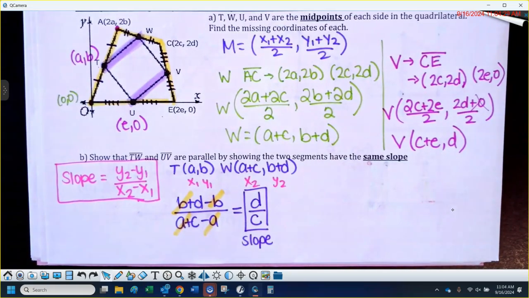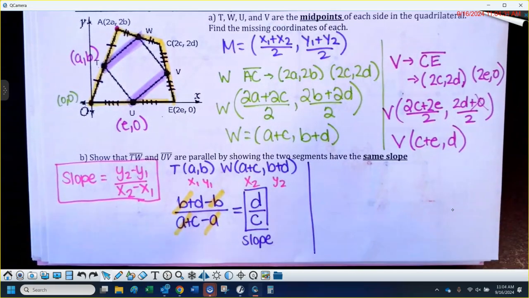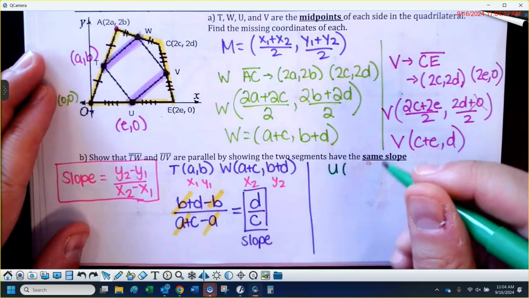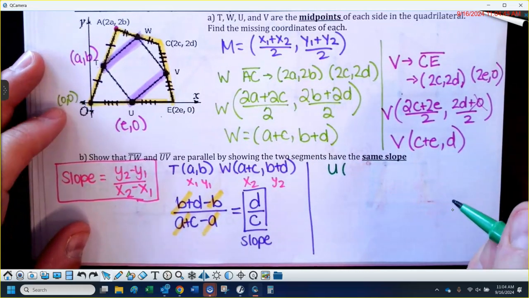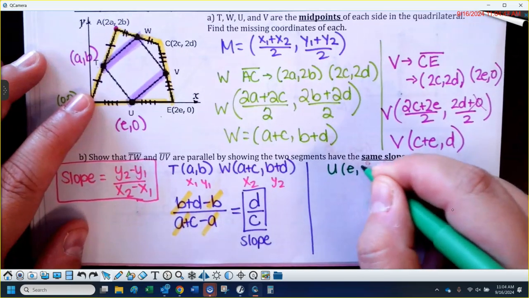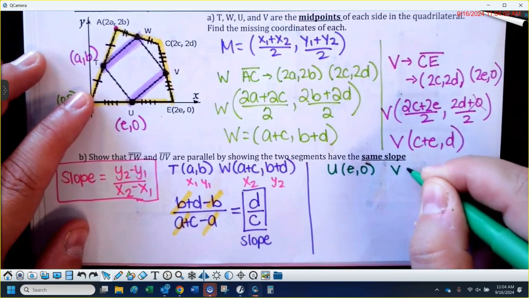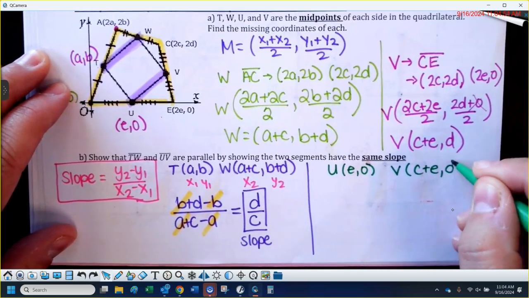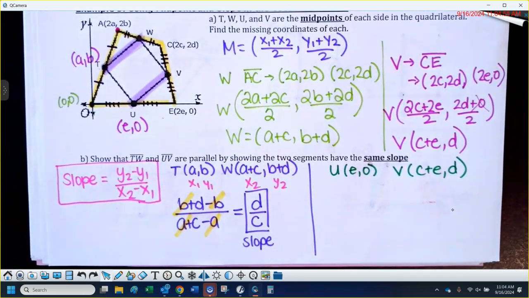Now I'm going to show the segment from U to V has the same slope. So I'm just going to follow the same thing. The algebra will look a tiny bit different, but we're going to prove that these two are equal to each other here. So the other segment is the point U. Let me see, where's that at? Okay, U was the point E comma 0, and V was the point, we had to figure that one out, C plus E comma D. So the algebra might look a little bit different, but we should end up with the same slope.